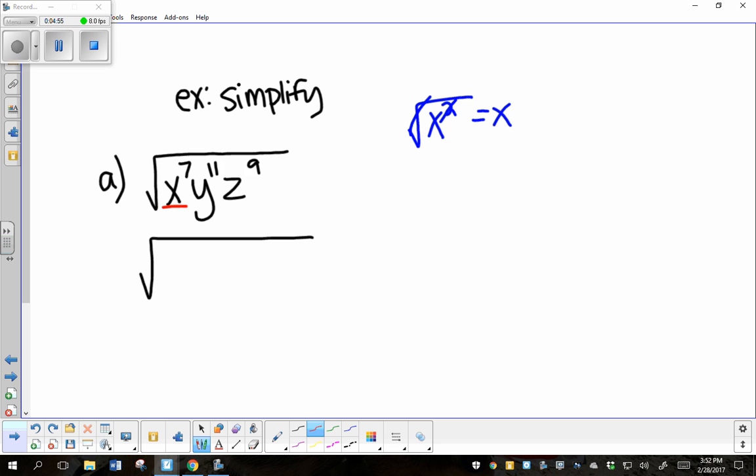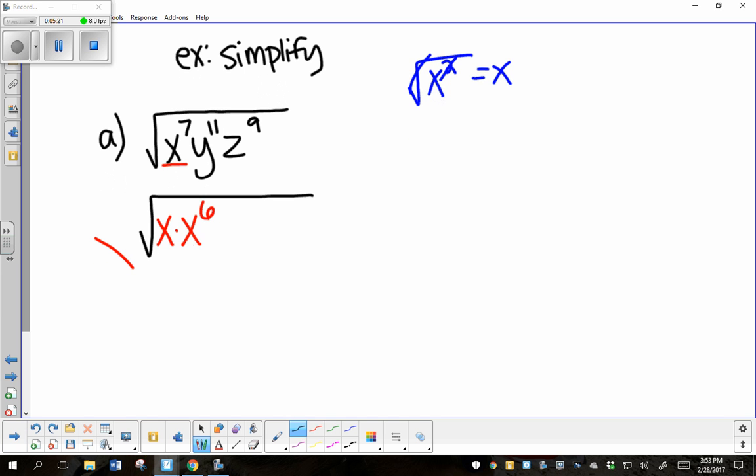So it's a square root. 7, I cannot write 7 as something squared. Like if I did x to the 3 squared, that would give me x to the 6. So I can't think of anything that times itself multiplies to 7, at least not a whole number, right? So let's see, if we maybe break that up though and do x times x to the 6th, I could write that x to the 6th as something squared, right?